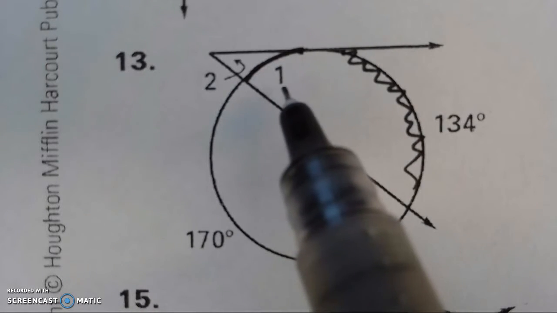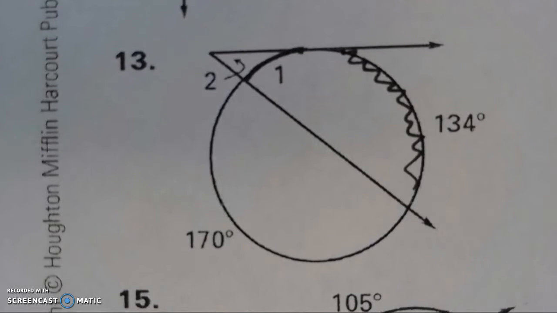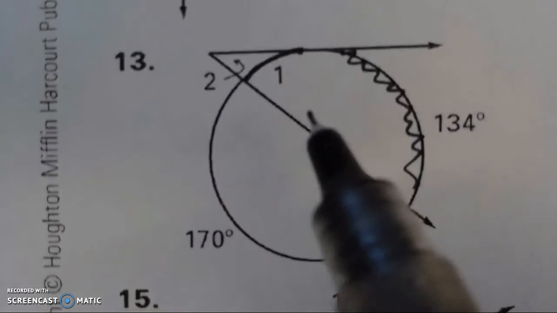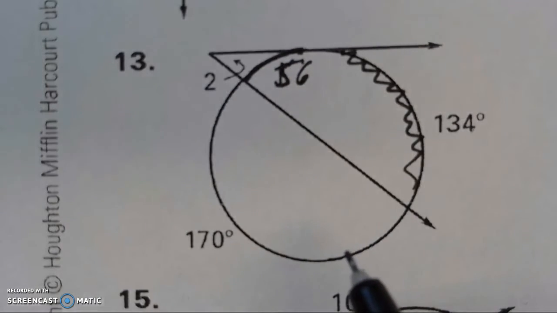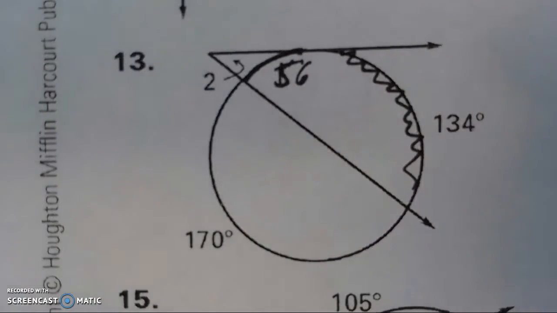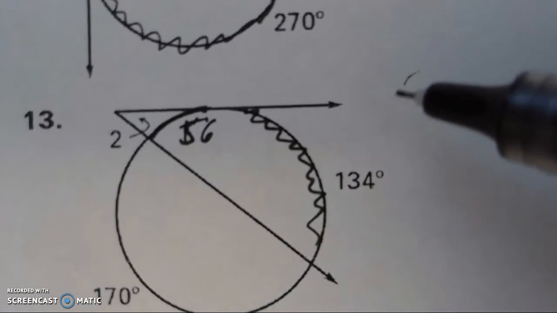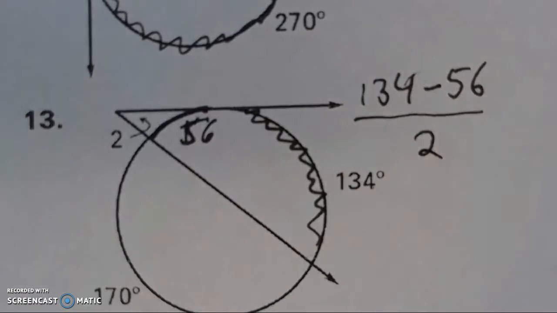So I need to know what arc number 1 is. To do that, I know the full circle is 360 degrees. So I'm going to take my 360, subtract 170, subtract 134, and I'm left with 56 degrees. So arc 1 has to be 56 degrees. Cool. Now my two arcs, since the angle's on the outside, I will subtract them and divide by 2. So I'm going to write 134 minus 56 divided by 2. And if I do that in my calculator, 134 minus 56 divided by 2 is 39. Angle 2 is 39.